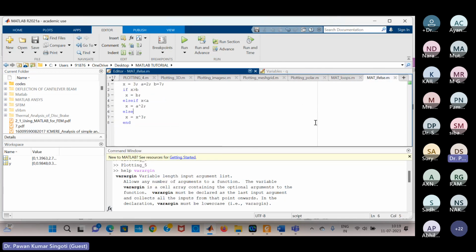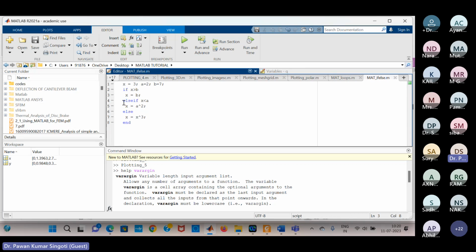Here is one small program showing x equal to 3, a equal to 2, and b equal to 7. If we are seeing this if loop, if x is greater than b, it will show x equal to b. Only one command and one condition is there. It will end over here. If I end here, it will show x equal to b.